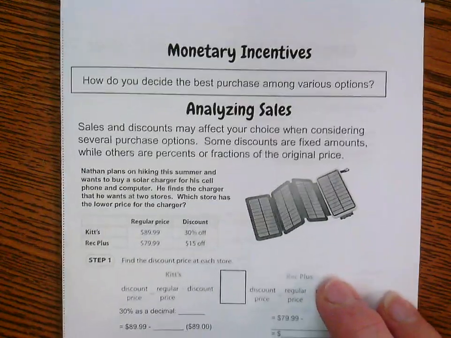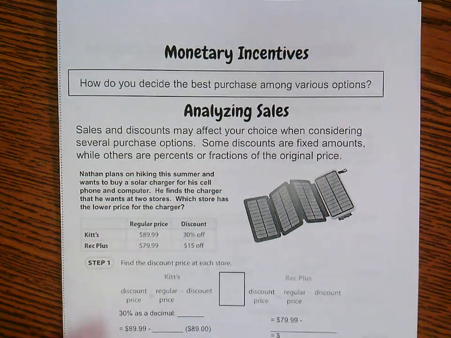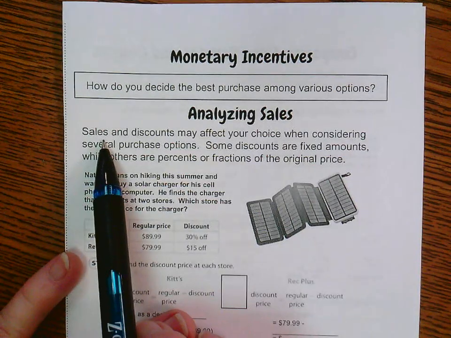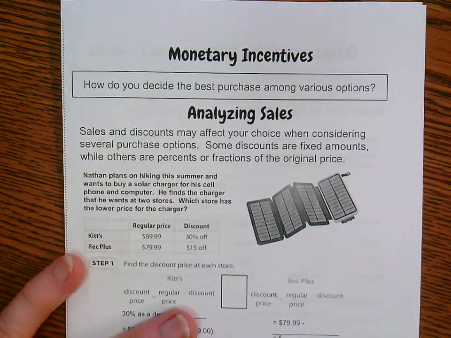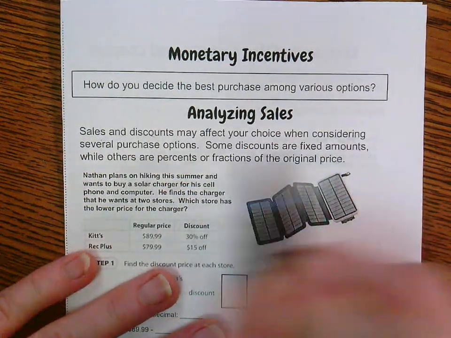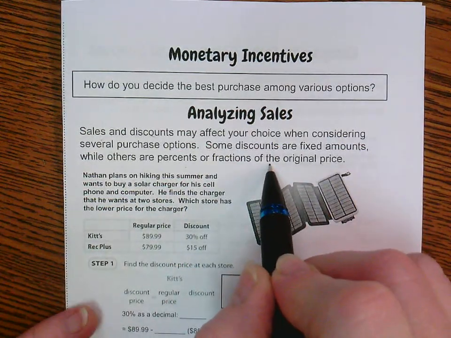Mathematicians, today we're going to talk about monetary incentives and how to decide among the various options that you may encounter. One of the things that we're going to compare are sales versus discounts, and those affect your choice when you're considering purchase options. Now, some discounts are fixed amounts, while others are percents or fractions of the original price.